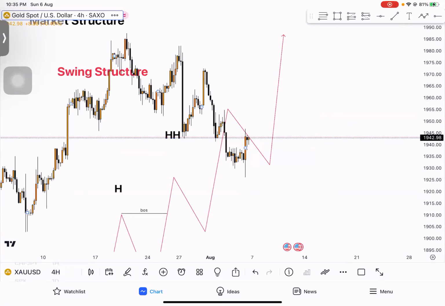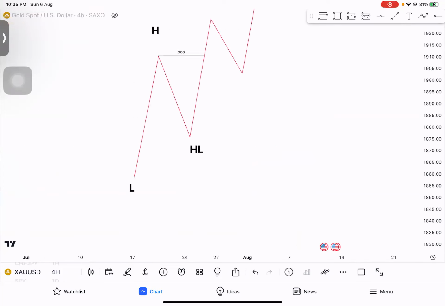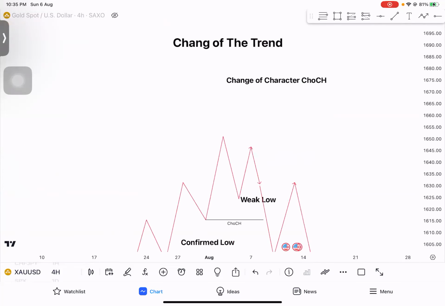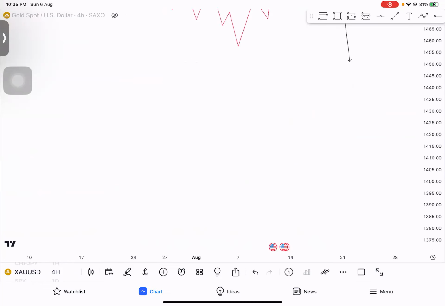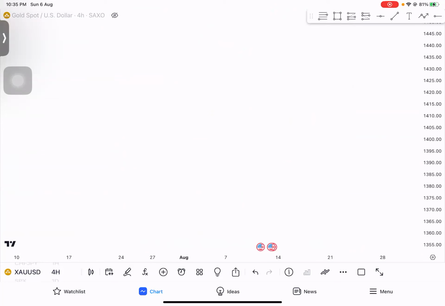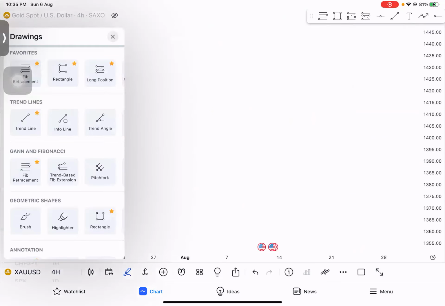So for the second setup, the second model that I'd like to share with you guys, is the structure high and also the structure low.